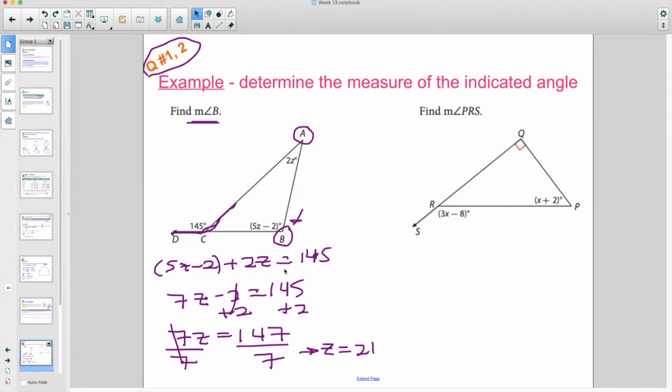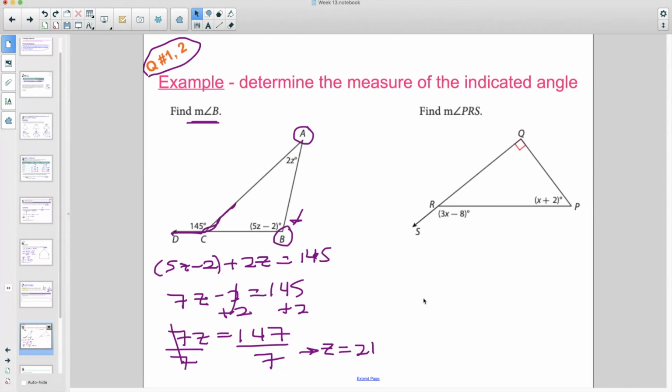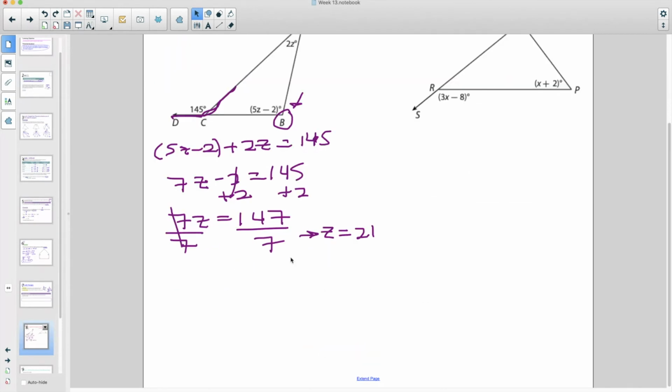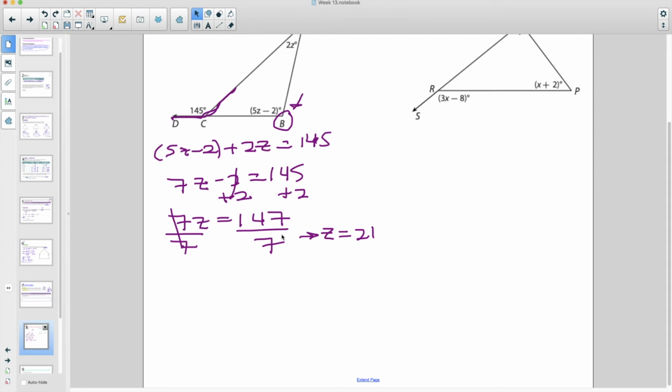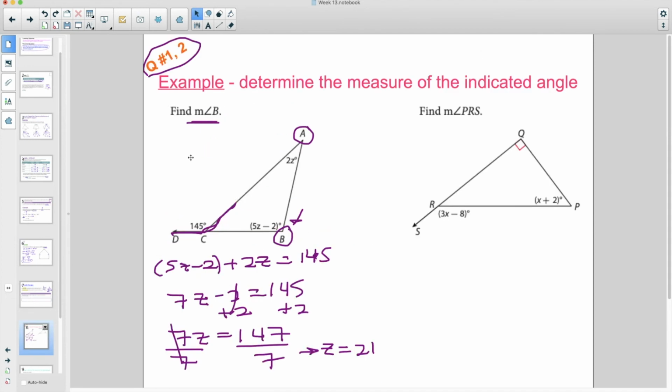So the measure of angle B, scroll down here, we have to plug in our 21 to solve. Back at the top here, B is right here, right? We have 5z, so we're going to do 5 times 21 minus 2. So 5 times 21 is 105 minus 2. So the measure of angle B is 103 degrees. There we go.